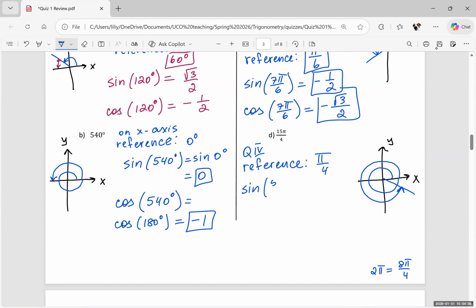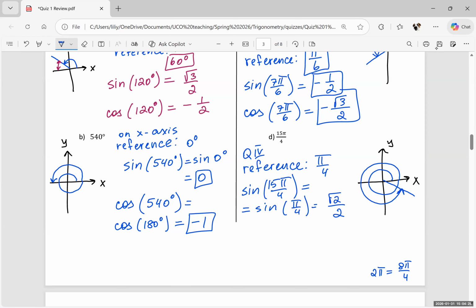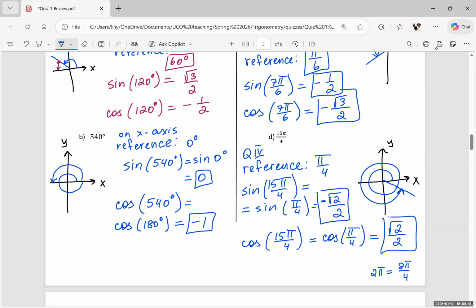Sine of 15 pi over 4. That will be the same as sine of pi over 4, but with the adjustment for the quadrant. Sine of pi over 4 is square root of 2 over 2, but we're in quadrant 4. Sine is negative in quadrant 4, so don't forget to add a negative sign. Cosine of 15 pi over 4 would be the same as cosine of pi over 4. And cosine is positive in quadrant 4, so square root of 2 over 2.